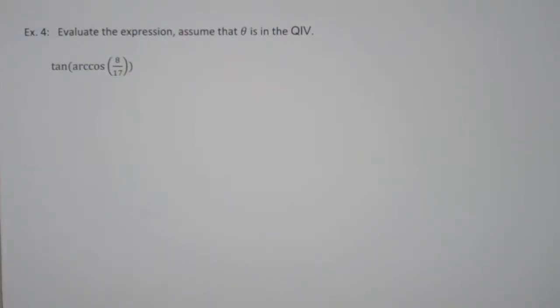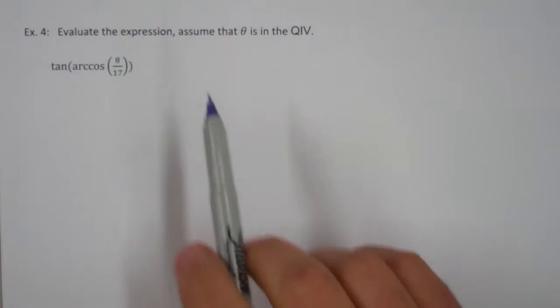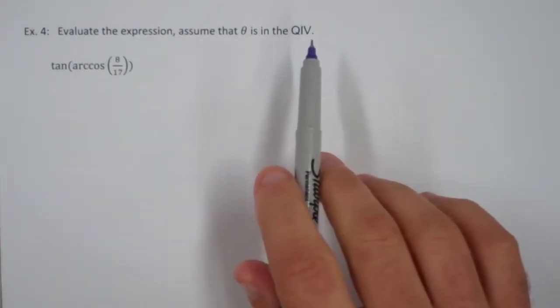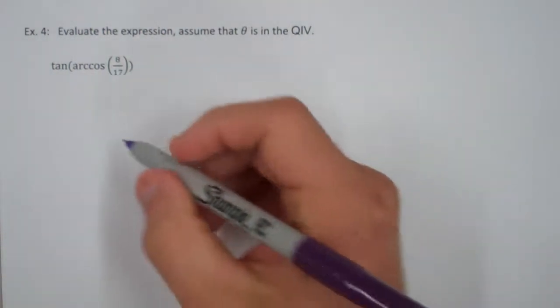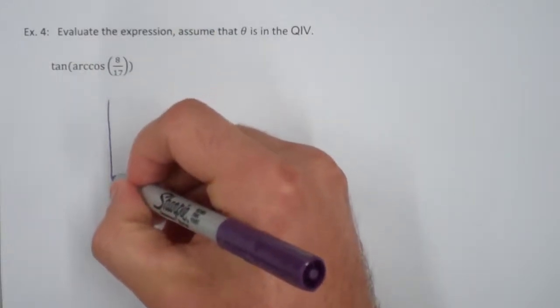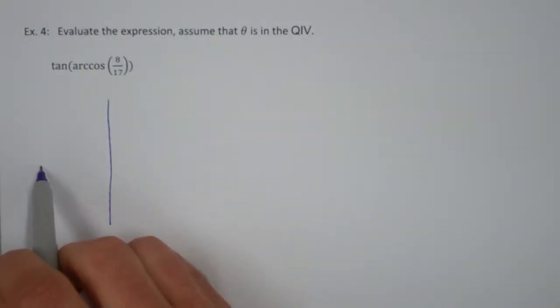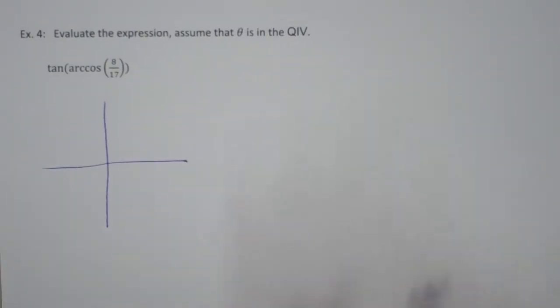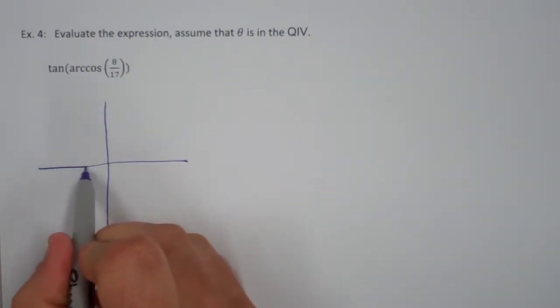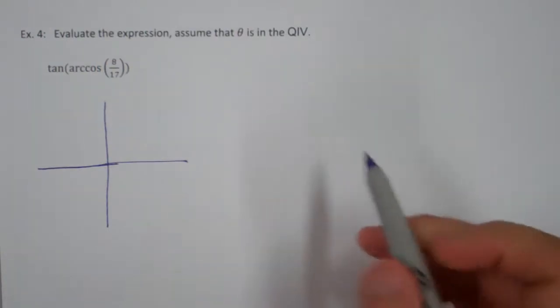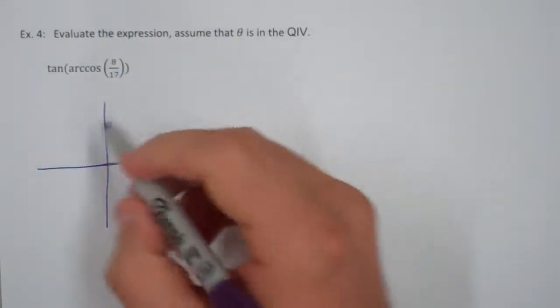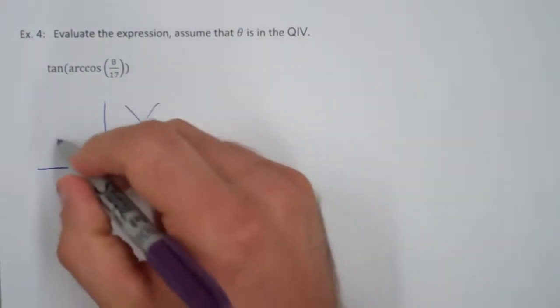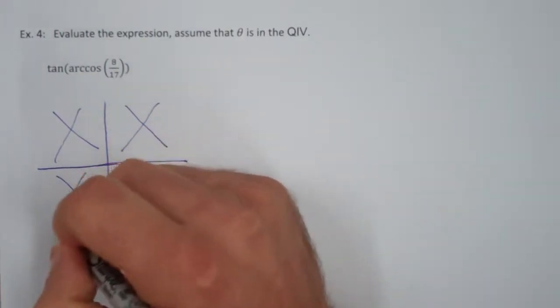In this example, we're going to evaluate the expression, and now we're told to assume that theta is in quadrant 4. We can draw that right now if you want. I think a diagram with these types of problems helps out quite a bit, kind of gives your mind a chance to see what's happening and place things in the proper spot. So it says we're in quadrant 4 here, so not the first one, not 2, and not 3.